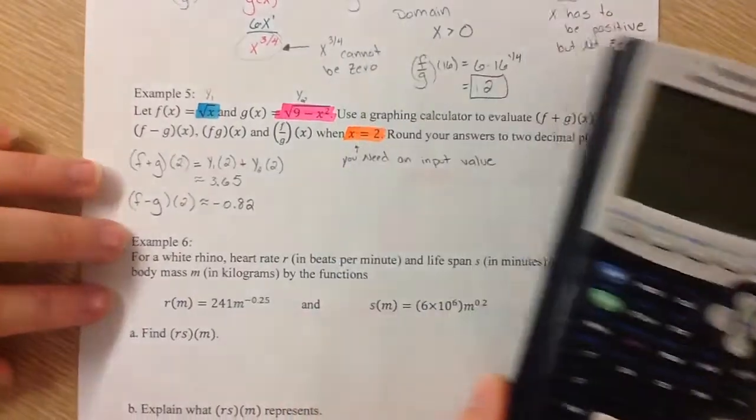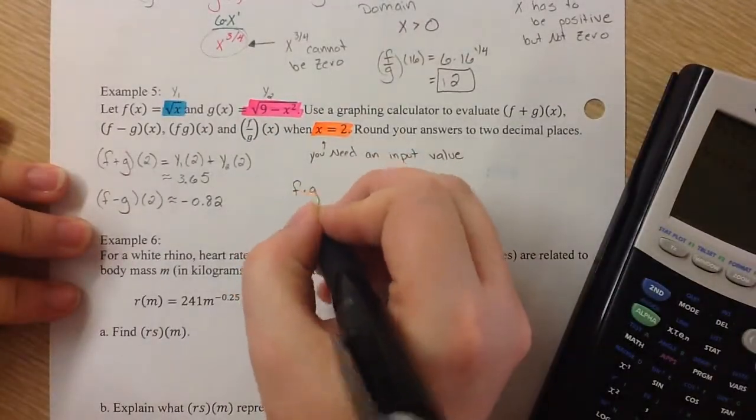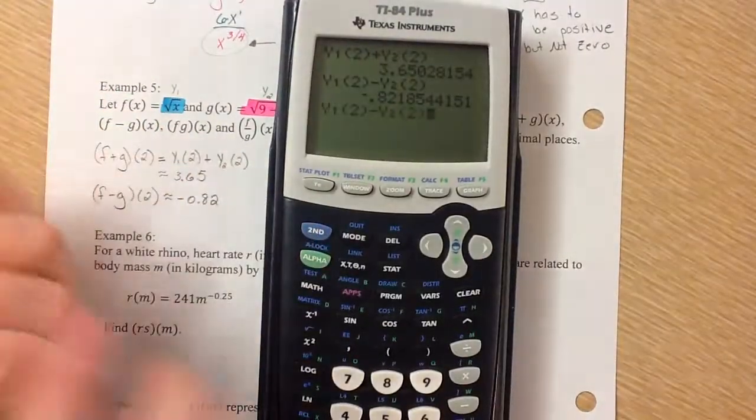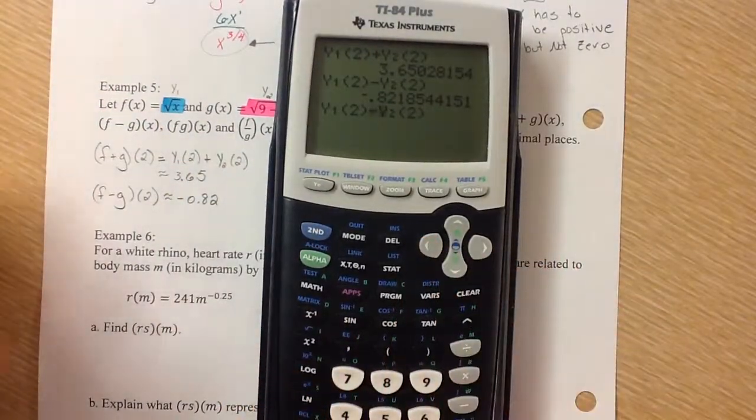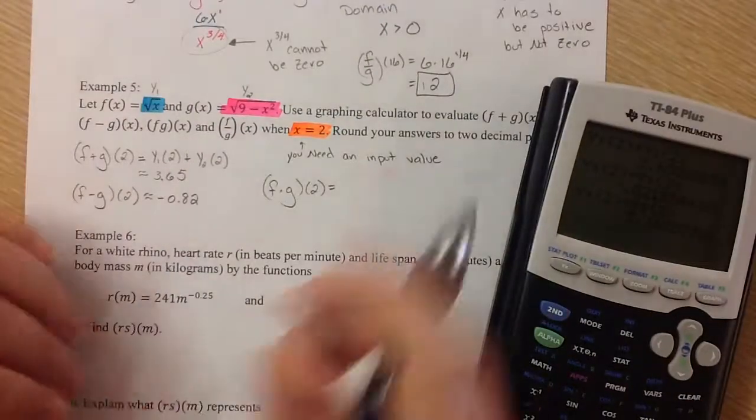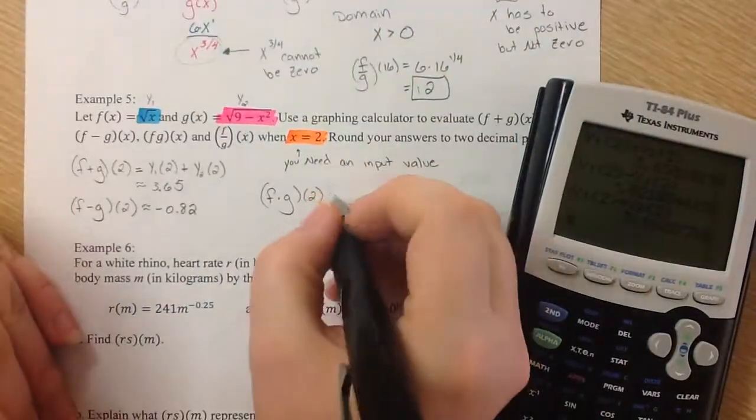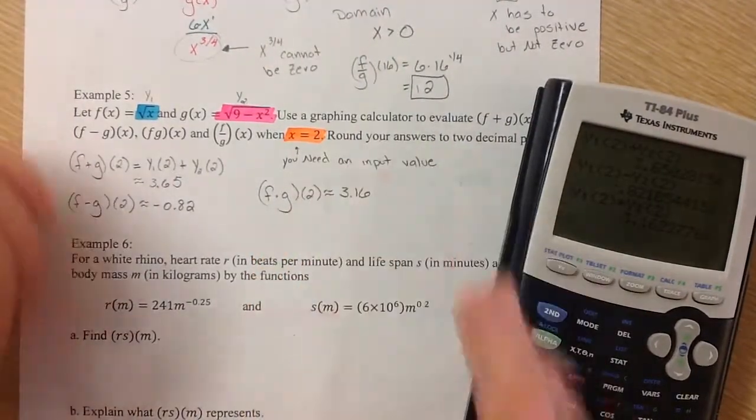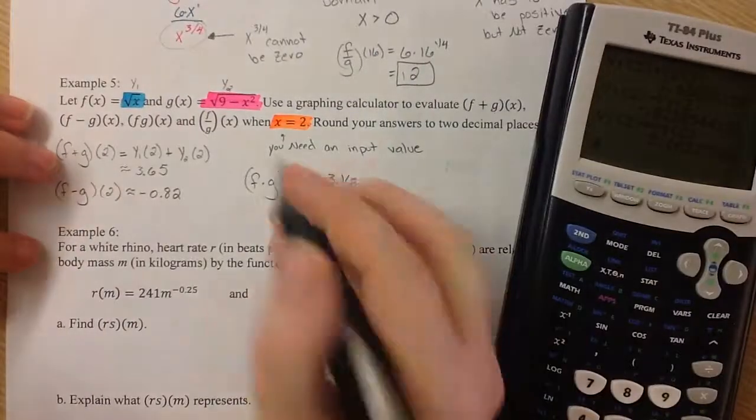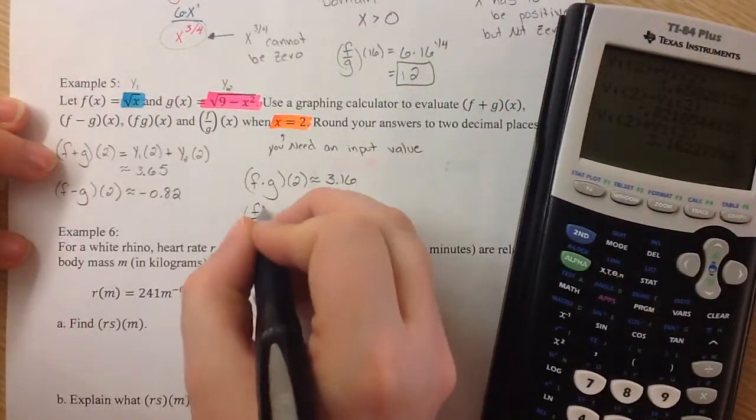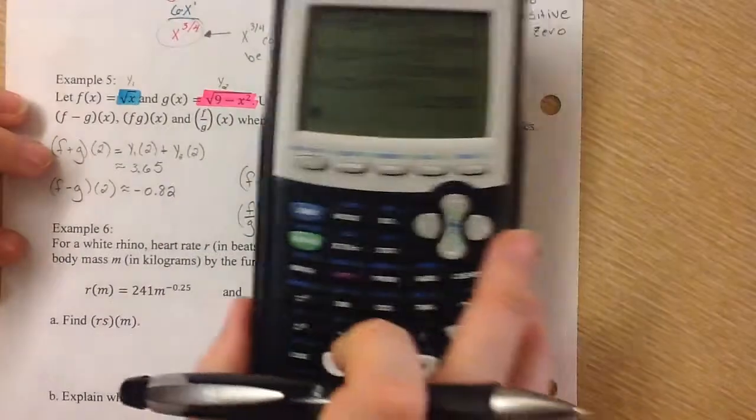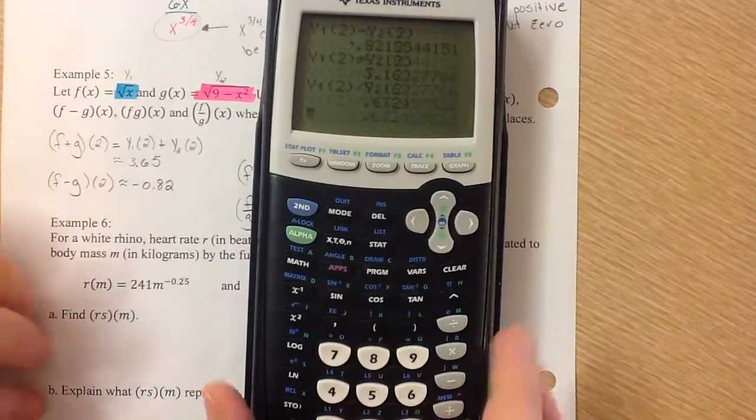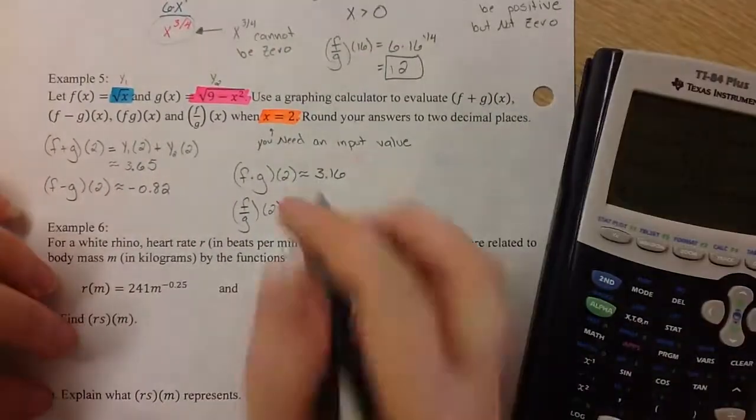Now we want to multiply the 2. So f times g of 2. So now I come back, second enter again. I change my subtraction to a multiply. 3.16 approximately. I keep putting equals. Make sure you use an approximately symbol. It denotes to the reader that this is not the exact answer. We rounded. And then last, f divided by g of 2. So again, second enter, we want to take f divided by g of 2, approximately 0.63.